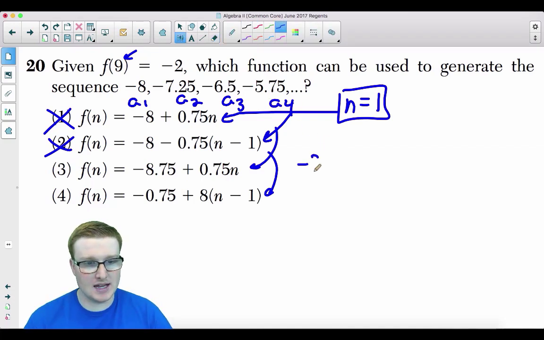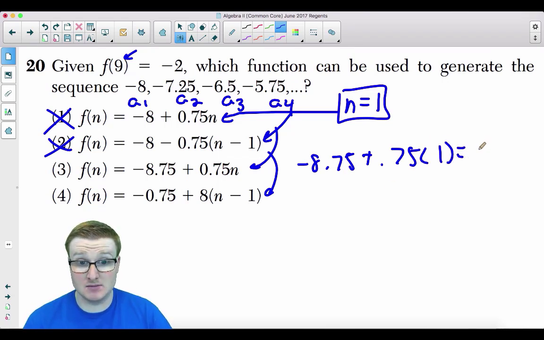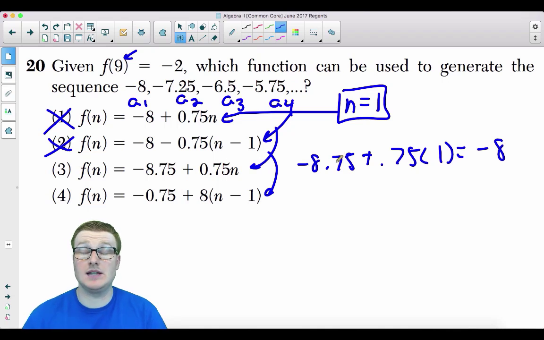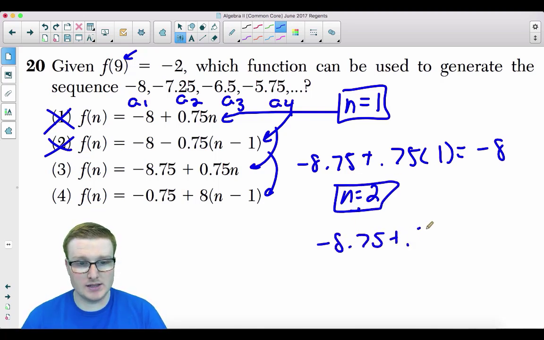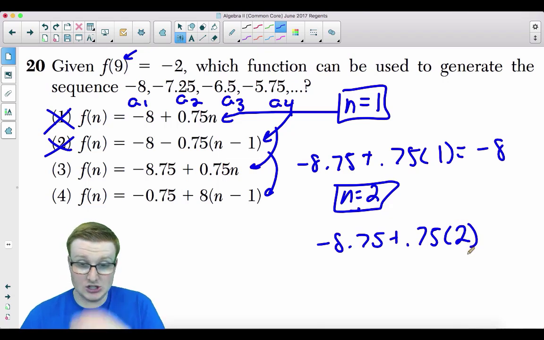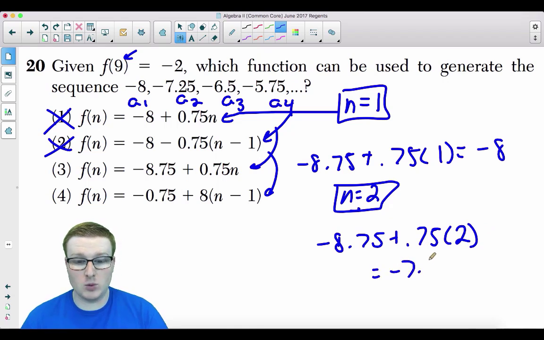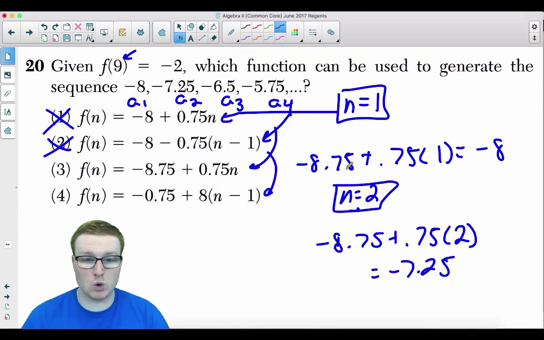So n equals 1, we get negative 8.75 plus 0.75 times 1. That gives us negative 8, because negative 8.75 plus 0.75 gives you negative 8. Let's try n equals 2. Negative 8.75 plus 0.75 times 2. That gives you 1.5. Negative 8.75 plus 1.5 gives you negative 7.25. So far, the first two terms work.